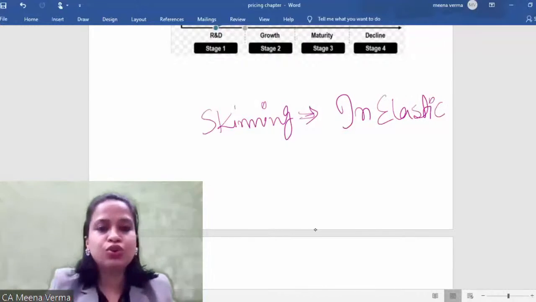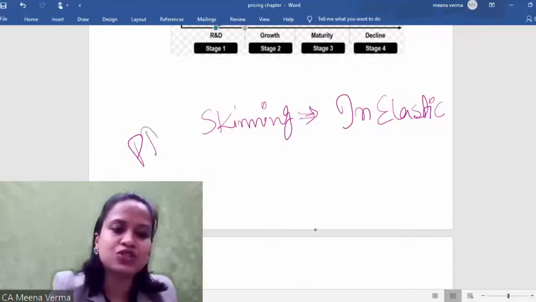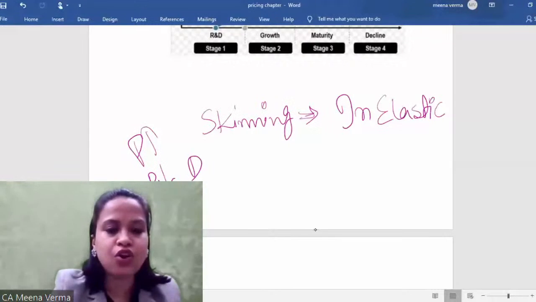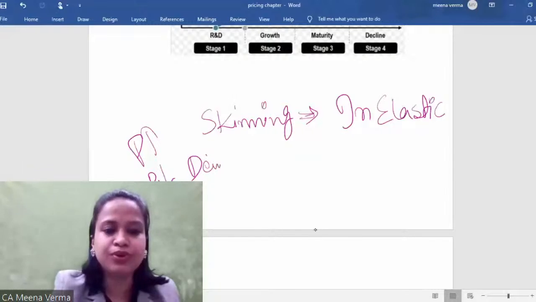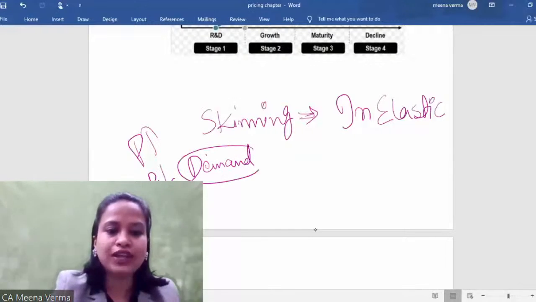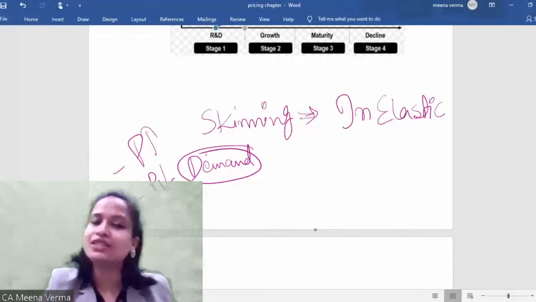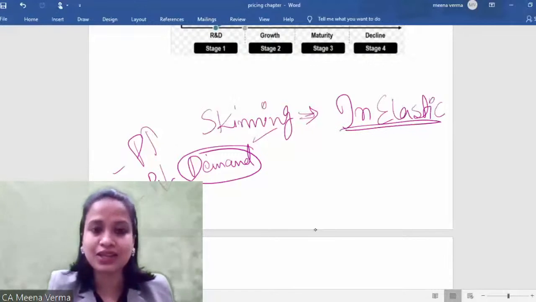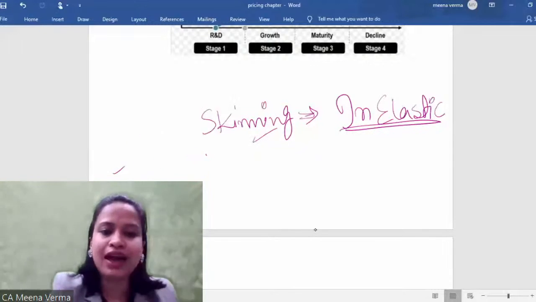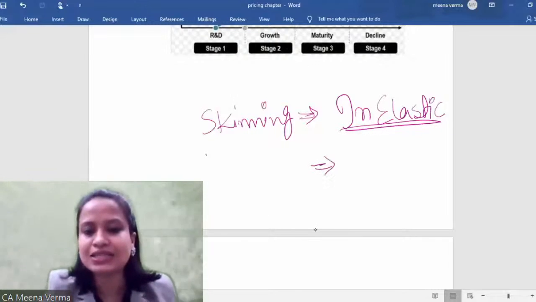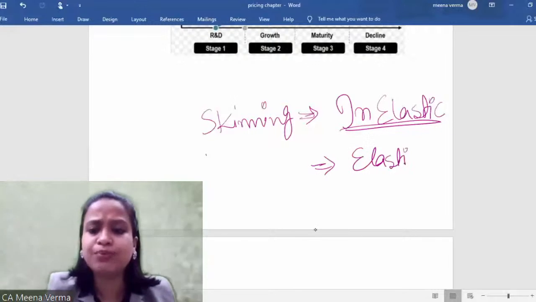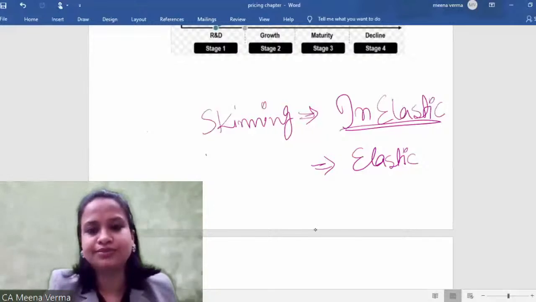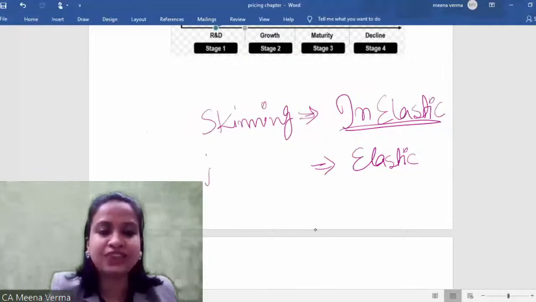Inelastic means, even if you increase or decrease the price of your product, demand will not get affected. There is no effect on demand on increasing or decreasing the price. In that case you will follow skimming pricing strategy. But if you know that the market for your product is elastic, in such case you will follow penetration technique.